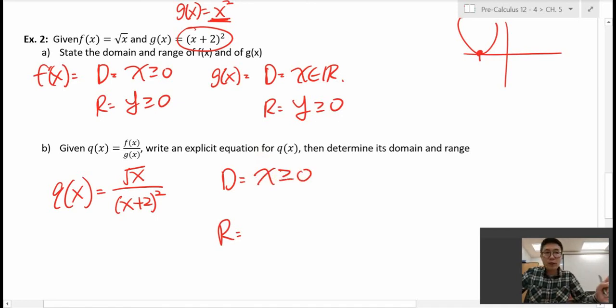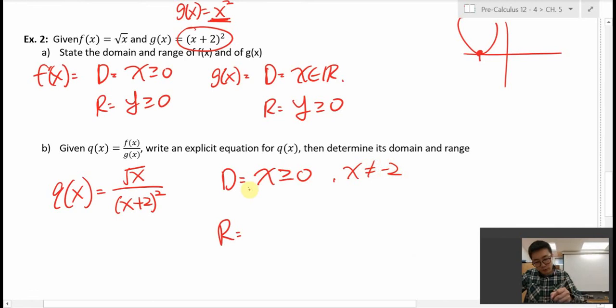But there is another thing that you need to keep in mind. That is this portion right here, because we cannot divide by 0. This could be 0. If x is negative 2, then the denominator is going to equal 0. So you should write x cannot equal negative 2.